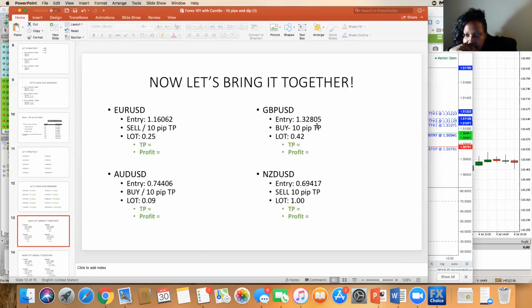She's working on AUD USD. 74506. Buy 10 pips. Lot. Okay. What's the profit, Sonia, on the AUD USD? And then NZD USD. Let's see, Amanda, you're working on NZD USD. All right, that's 10, 100. Okay, 6.9. It's a sale. 3.1. Okay, I just need to know what the profit is on that AUD USD, but all the other ones are right. Excellent job. Okay, $9.